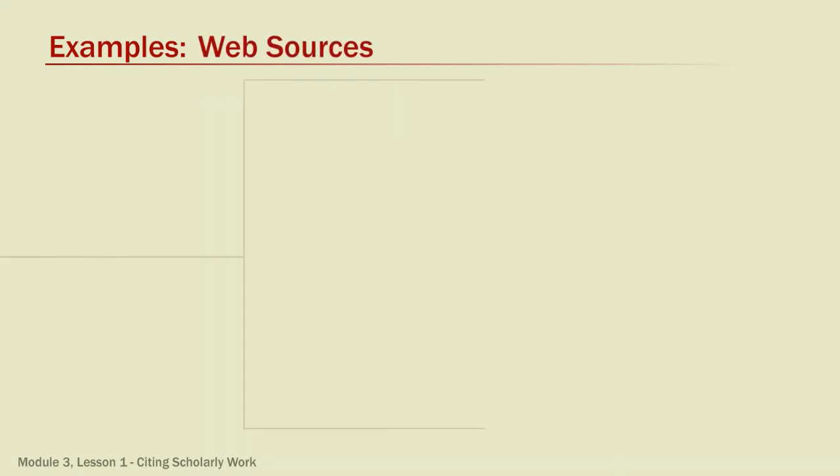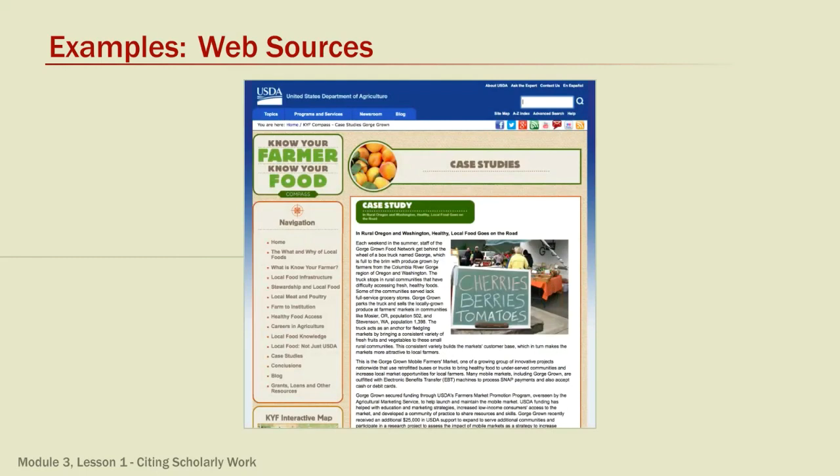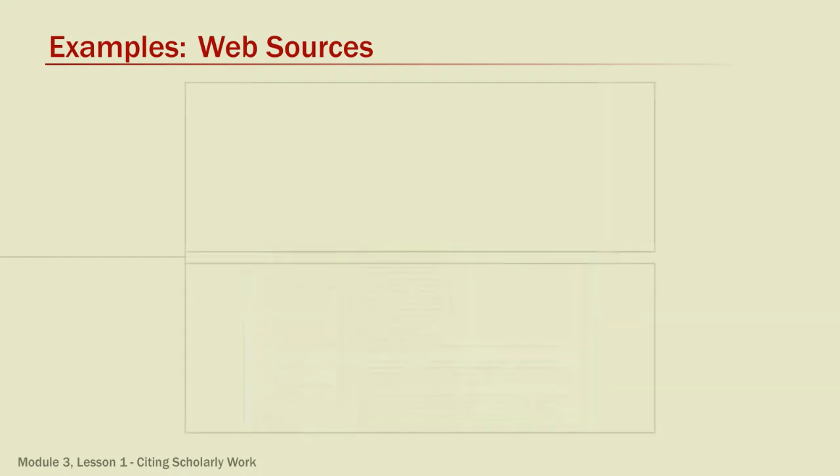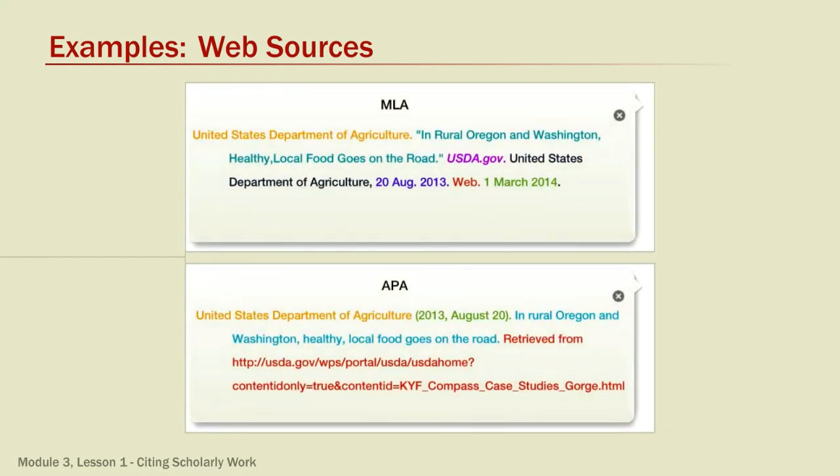Examples: web sources. Next, let's look at some sample citations for a website. Here you can see that there's less overlap between the elements required by the different citation styles. MLA wants you to say who owns the website and when you looked at the page. APA wants you to provide the URL so that readers can find the page themselves. APA does not include the date accessed.